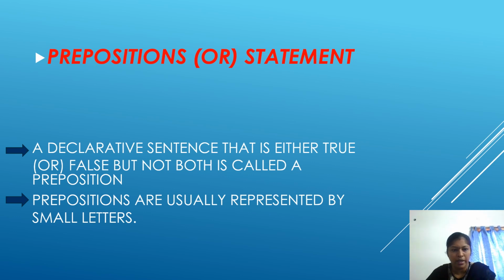Here, a statement or declaration is taken as a proposition. You can observe that a declarative sentence that is either true or false is taken as a proposition. A statement should be true or a statement should be false, but not both. That type of statement is called a proposition, and it is usually represented by small letters.